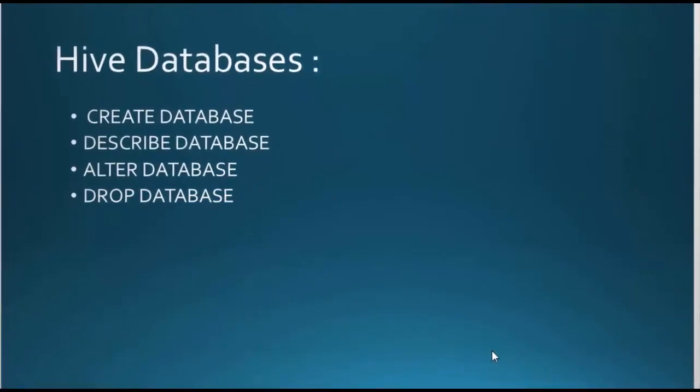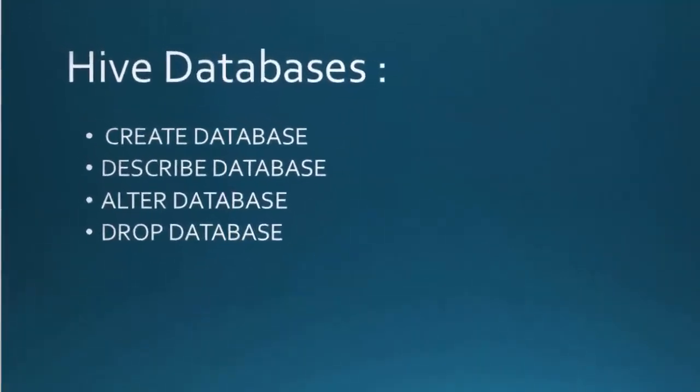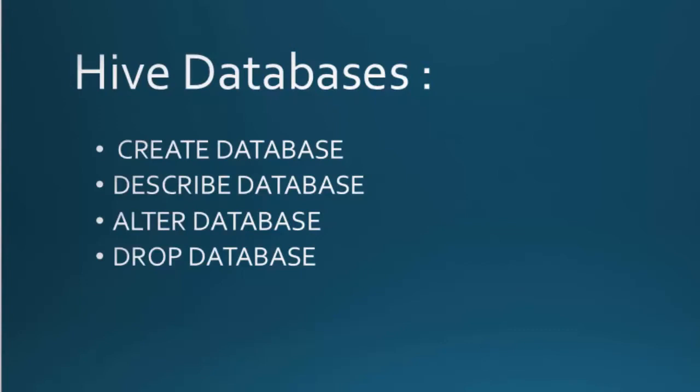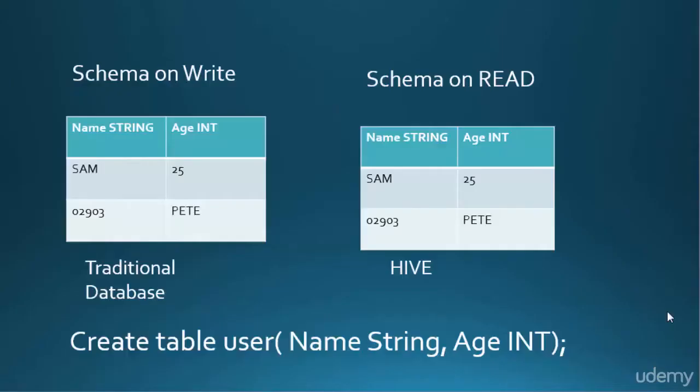In this section, first we created a database and then we described the database with the describe database command. We altered the database properties with the alter database command. Finally, we went through the option of dropping the database. In the next session, let us proceed to understand the different data types that are used for creating tables. Thank you for watching this session.